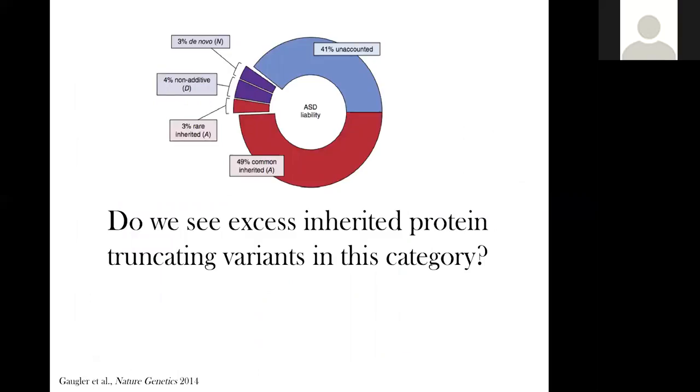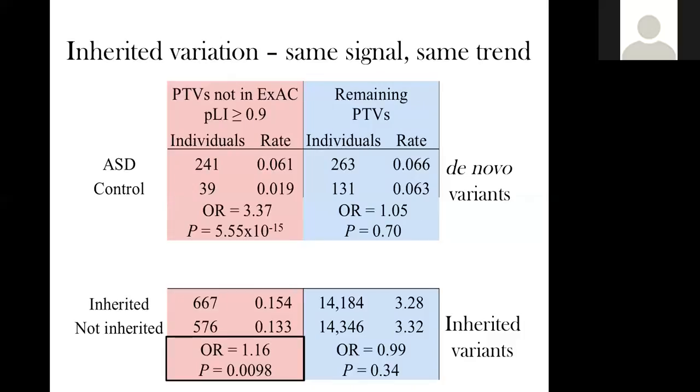The other thing we were wondering is whether, in this analysis framework, if we remove variants that are present in ExAC, and if we remove variants that are in genes that tolerate loss of function mutations, we can find some excess in inherited protein truncating variants. And so indeed we do. In the top box, you can see that ASD association for de novo protein truncating variants, and there's no association for all the other de novo protein truncating variants.